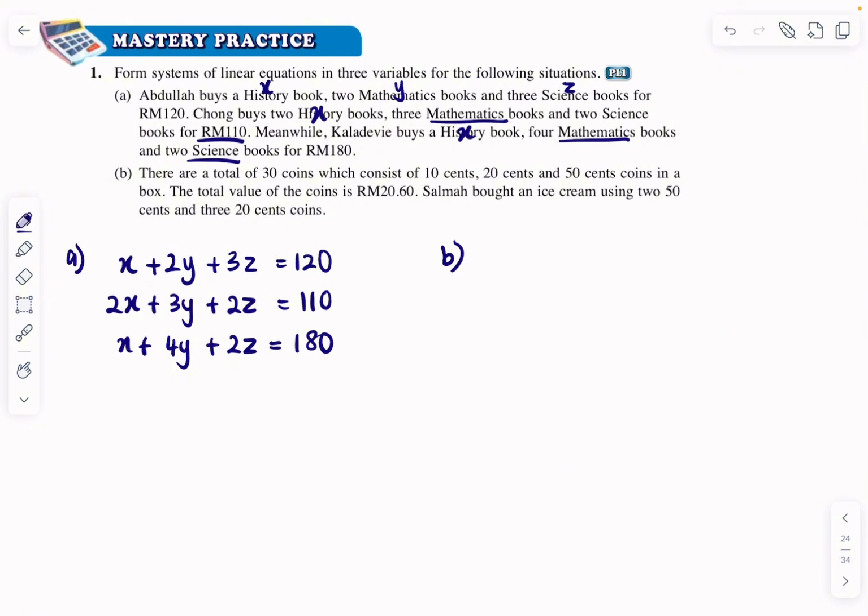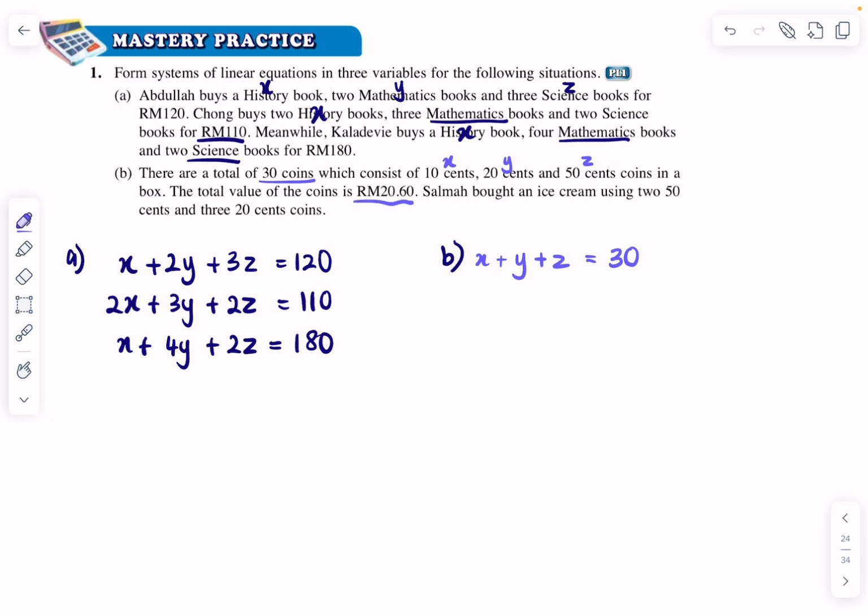Okay, then we do B. There are a total of 30 coins which consist of 10 cents, 20 cents and 50 cents coins in a box. The total value of coins is 20 ringgit 60 cents. So we don't know how many 10 cents, how many 20 cents and how many 50 cents coins. But we know all together got 30 coins. So X number of 10 cents, Y number of 20 cents and Z number of 50 cents. All together got 30 pieces of coins.